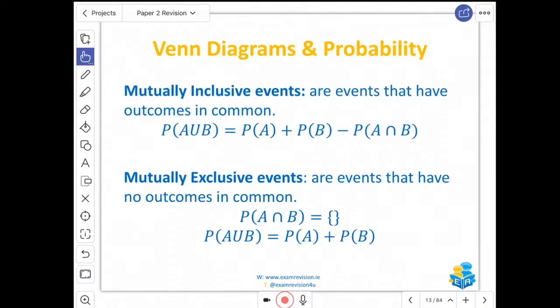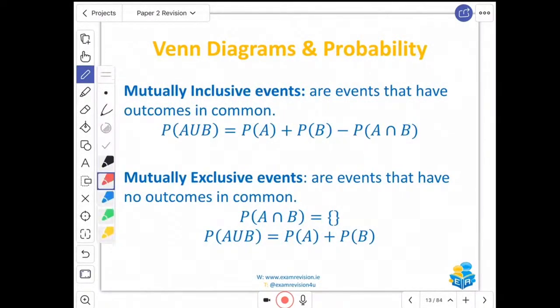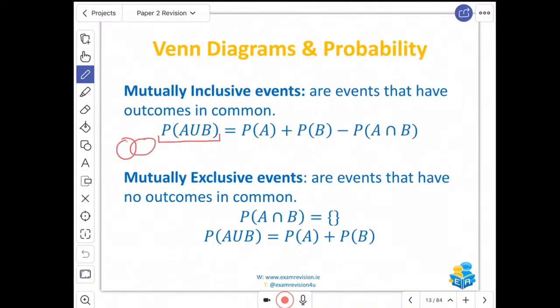So what we're saying here is, for a normal mutually inclusive event, where they have an intersection, to work out A union B, so everything in both circles, you add the probability of A plus the probability of B, and you subtract the intersection, because remember the intersection is actually included twice when you're looking at it in that format.